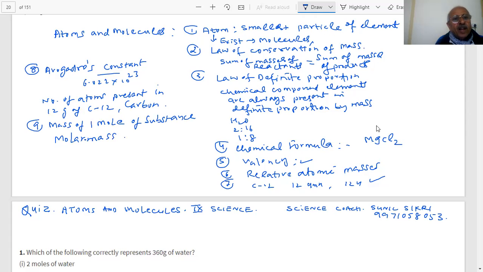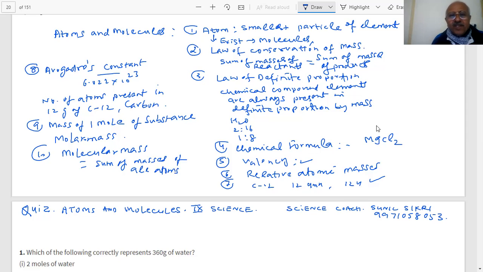And you know how to calculate the molar mass, students. Molecular mass or molar mass can be calculated by adding the masses of all the atoms. Sum of masses of all the atoms, students. All this is known to us, right? Any doubt? So this was the revision of atoms and molecules. Let us now begin, students, the competition of quiz question answer session.